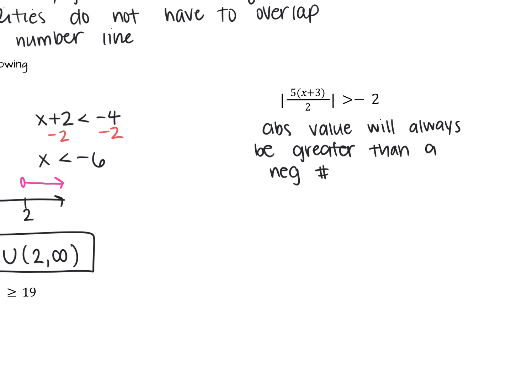So this one is not no solution. Just because you see a negative number with an absolute value inequality does not necessarily mean no solution. It's dependent upon whether you're looking at a greater than or a less than inequality. In this case, absolute value will always be greater than a negative number, which means I can plug in any number for x here. So my solution is negative infinity to infinity. Because I can plug in any number for x, I will always get something greater than negative 2.